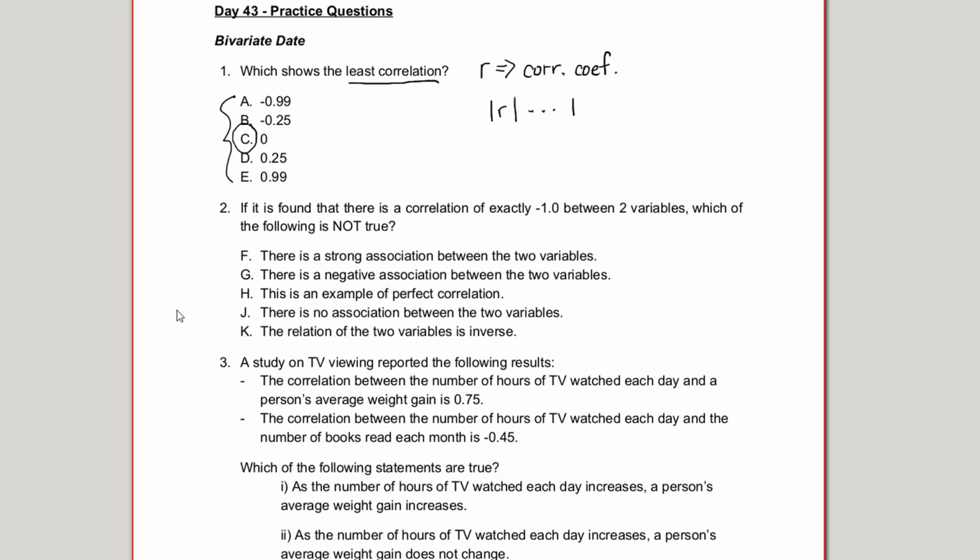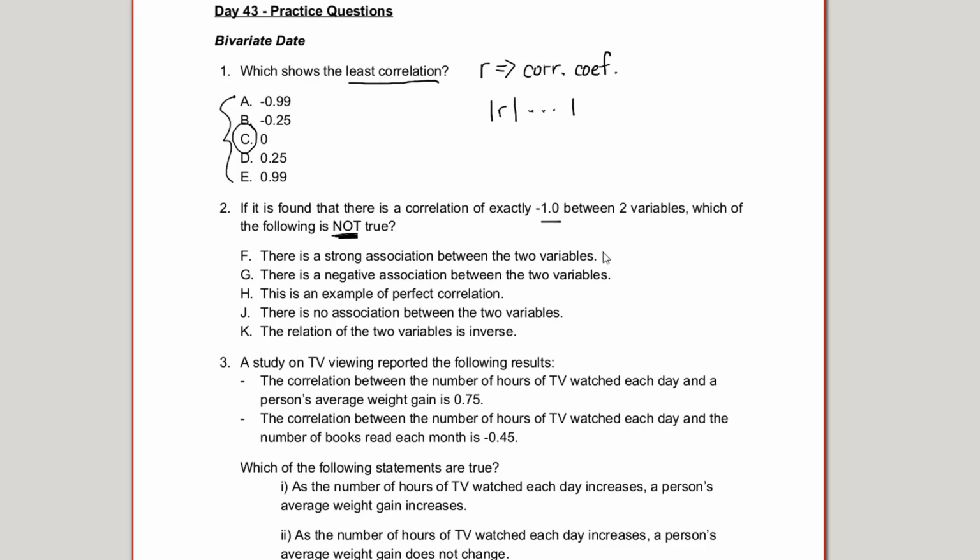Question 2 says, if it is found that there is a correlation of exactly negative 1.0 between two variables, which of the following is not true? So this is not true when we have this correlation of negative 1.0. We have to look through each of the options. The first one says there is a strong association between the two variables.